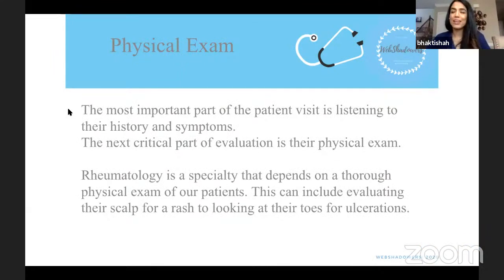Physical exam. I cannot emphasize enough how important examining your patient is in any field, but especially in rheumatology. We focus on autoimmune and inflammatory diseases, which I said earlier can impact any organ system. So a head to toe exam is needed. It is critical, anywhere from looking for a rash on their scalp to looking for ulcerations on their toes. You must do a full physical exam, especially on every single new patient. So if you're in med school, guys, and if you're interested in rheumatology, use this time to really perfect your physical exam skills because it will be needed in your daily practice.